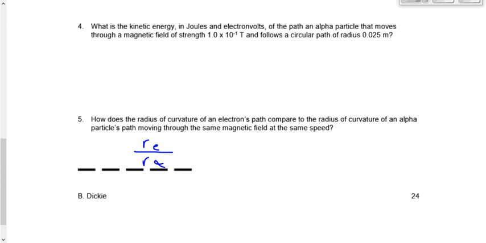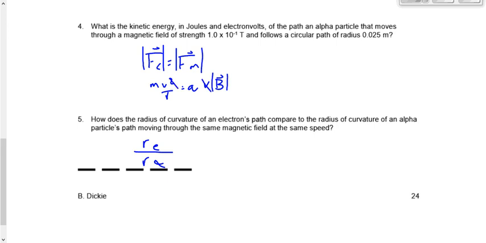Now, that would be easy if we knew what those two radii were. If the question said, here's the radius of the electron's path, here's the radius of the alpha's, compare them, this would be an easy question. But we don't know what the radii are, and I don't even think we can find a value for them. So what are we going to do? Well, we don't have a number for either of these things, so let's sub in an expression. We know that FC is equal to FM, and therefore mv squared over r is equal to qvb.